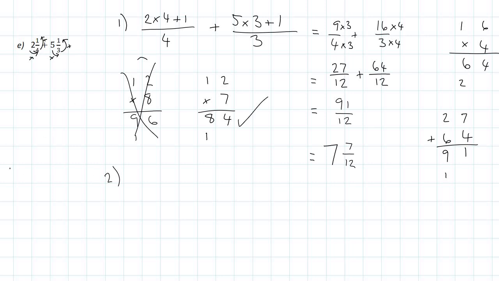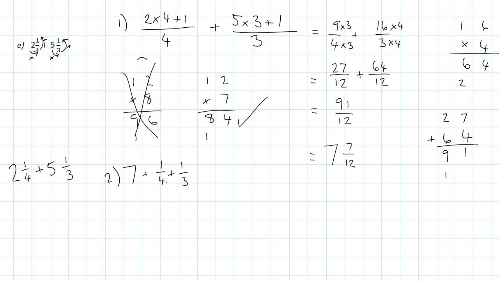Let me just write this out again because I've scribbled all over it. 2 1/4 add 5 1/3. I can just add the units first. So I've got 2 whole units and 5 whole units, that's 7 whole units. And then I'm going to add on my quarter, add 1/3. Now, 7 I don't need to deal with.